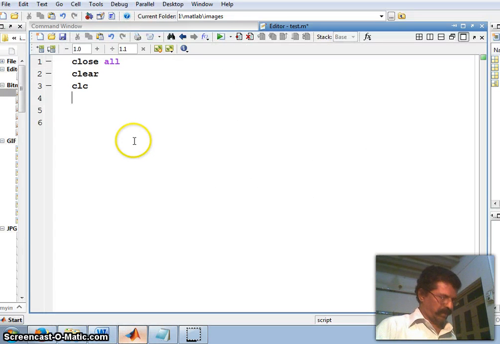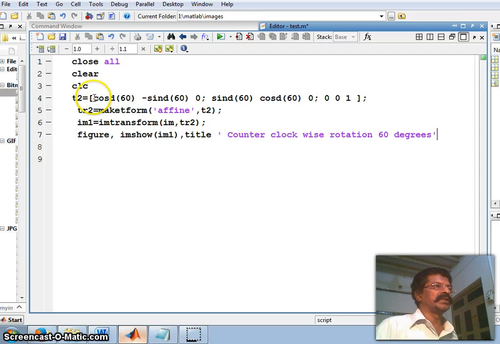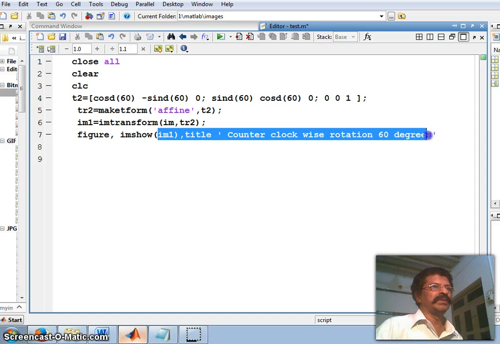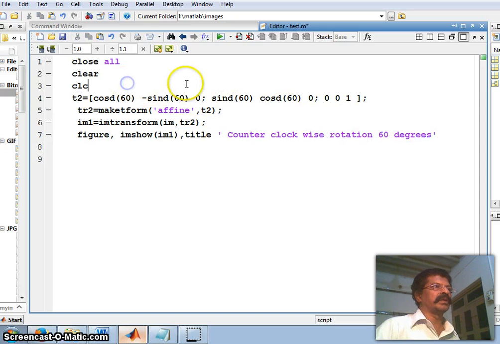Since we want 60 degrees, I have taken cosd. Cos normally gives results in radians, so cosd gives it in degrees. Since we want the counterclockwise direction, I have taken minus sind here and plus sind there, then cosd. I made a transform matrix and applied the transform on the image, and let us show the image which is rotated 60 degrees in the counterclockwise direction.